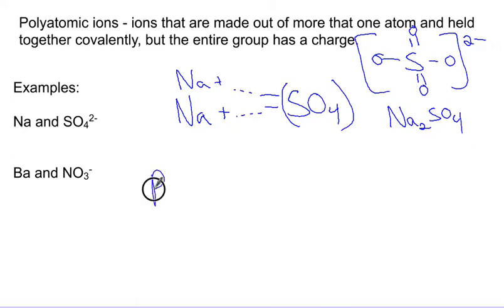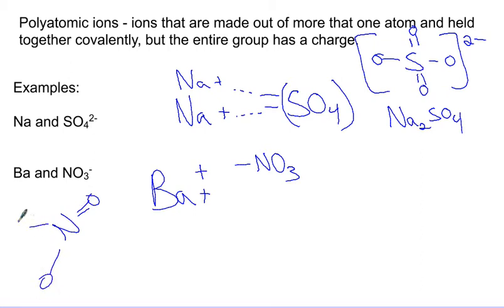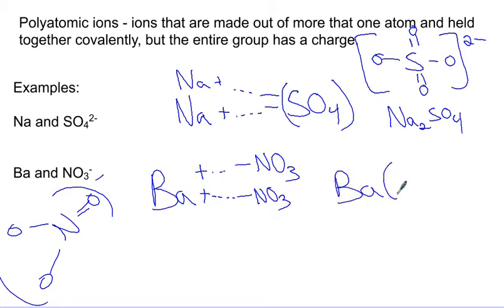If I'm doing barium nitrate, barium, just like we discussed before, has 2 positives. Each nitrate has 1 minus. So again, nitrate is N with 3 O's around it, and this entire thing has a 1 negative charge. So I've got 1 plus, 1 minus. So I've got to add in another nitrate for another plus, another minus. So I end up with a Ba, and then to say that there's 2 of the NO3, I put it in parentheses. So then that 2 applies to everything inside the parentheses.